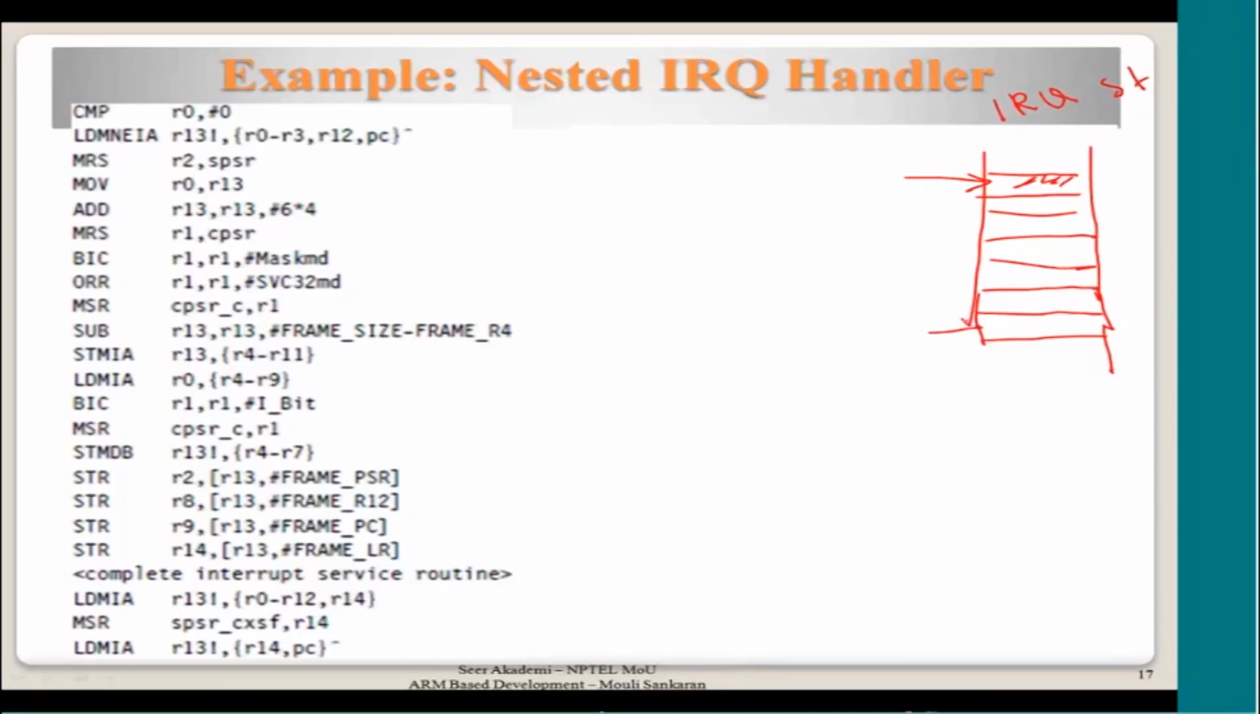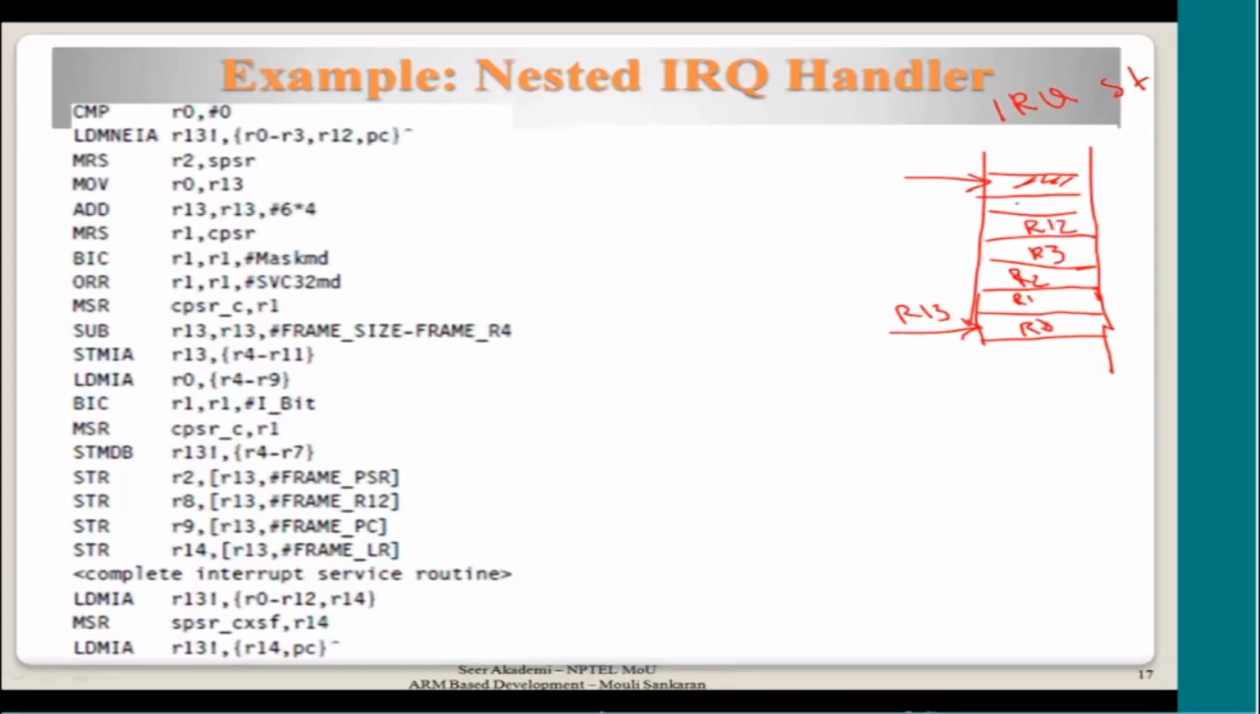So R13 will be pointing here. This is IRQ's R13, and this is the original saving, which we have just now saw. These are the values. Very good. So I don't have to explain this.